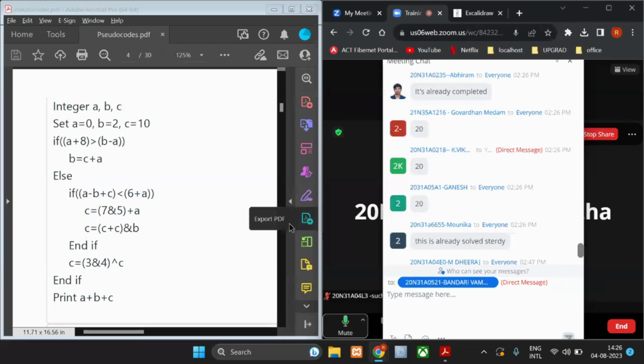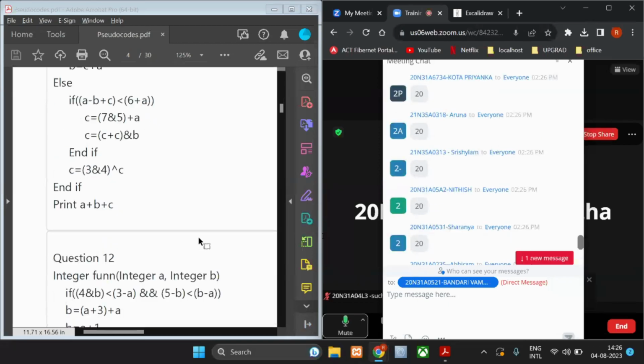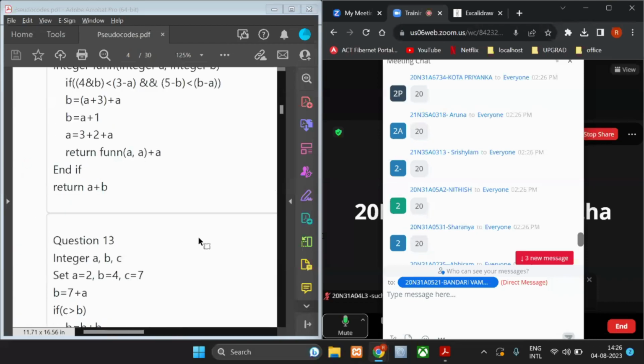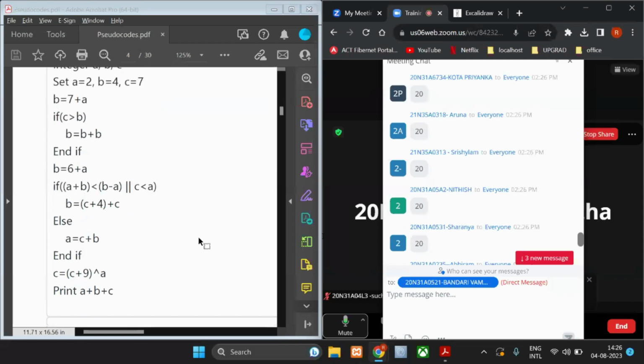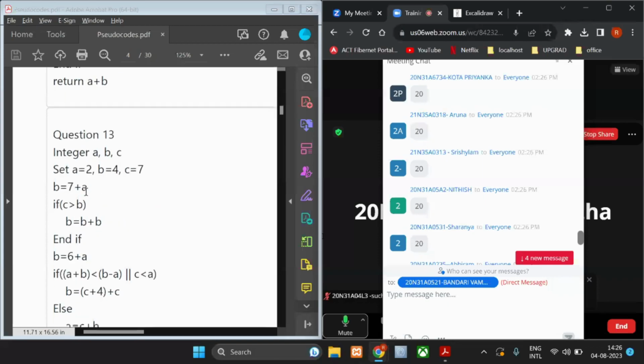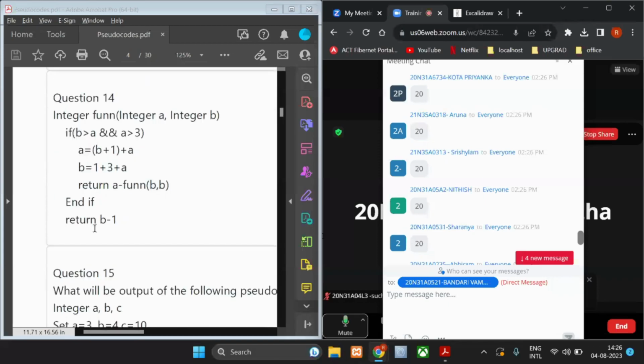Oh, we already solved it yesterday. Okay, fine. In that case, we'll move to the next one. The values are not given. Did we solve this one yesterday? Oh yeah, b equal to 6 plus a. We did solve this.